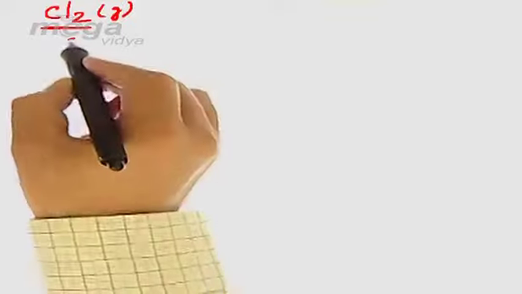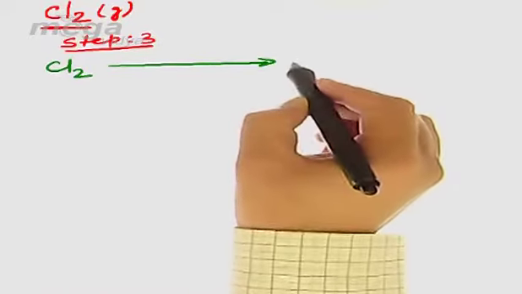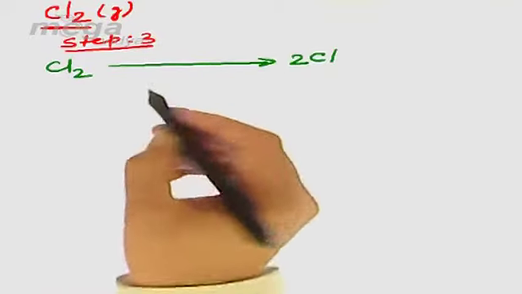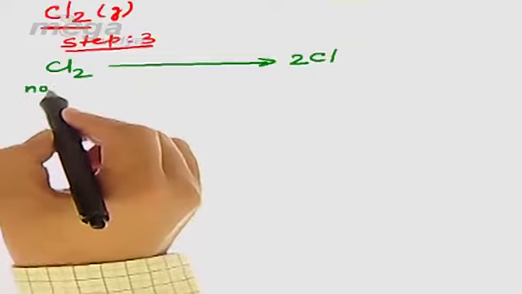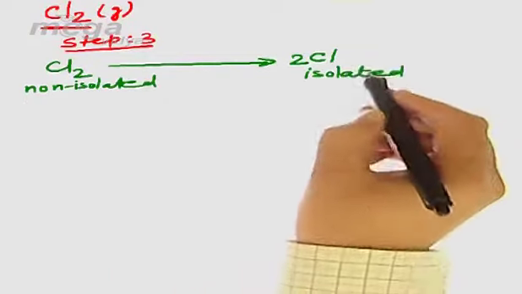So the very first step involved here is that we will have to convert this molecular or diatomic chlorine into monoatomic, that is isolated state. So Cl2, which is non-isolated, will be converted into chlorine which is isolated. This is non-isolated, although it is a gas. Cl is isolated, it is also a gas.